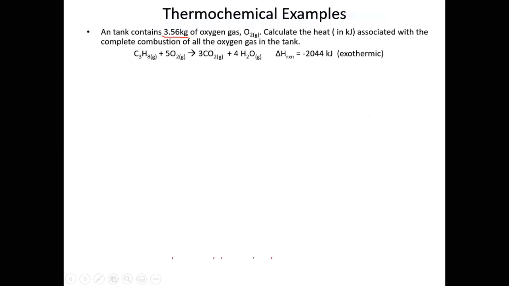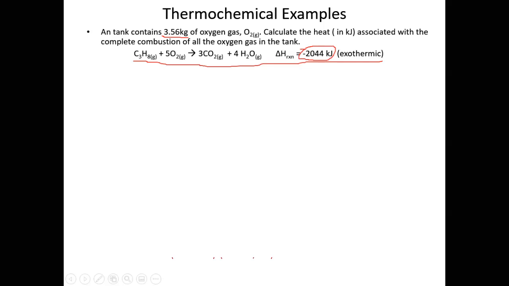And one of the first things you always need for stoichiometry is a balanced chemical equation, which is what's given here. In this balanced equation, we know that the delta H of reaction is negative 2,044 kilojoules, so it's exothermic. Delta H is negative. And we know that for every 1 mole of propane that combusts, we produce this much heat.